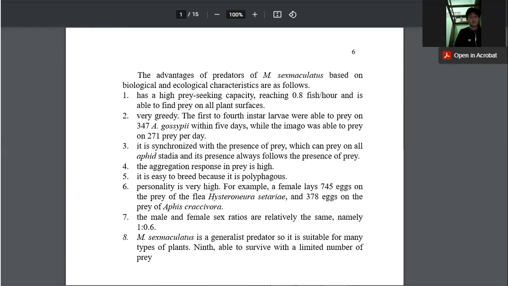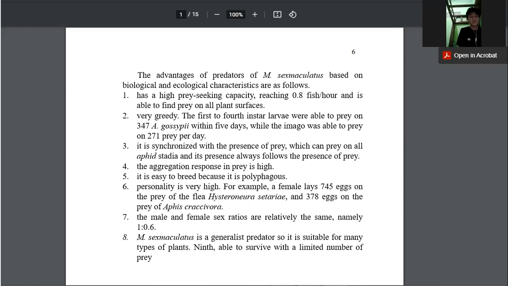The advantages of the predator Menochilus sexmaculatus based on biological and ecological characteristics are as follows. First, it has a high prey-seeking capacity. Second, it is very greedy. The first to fourth instar larvae will be able to prey on 347 aphids within 5 days, while the imago was able to prey on 271 prey per day. Third, it is synchronized with the presence of prey, it can prey on all aphid stadia, and its presence always follows the presence of prey.